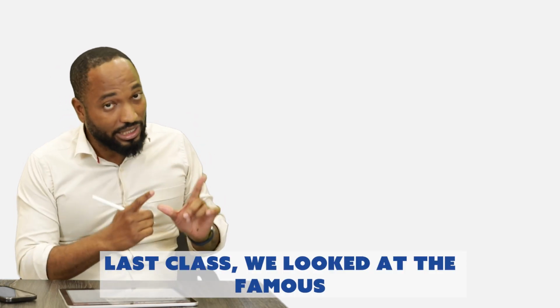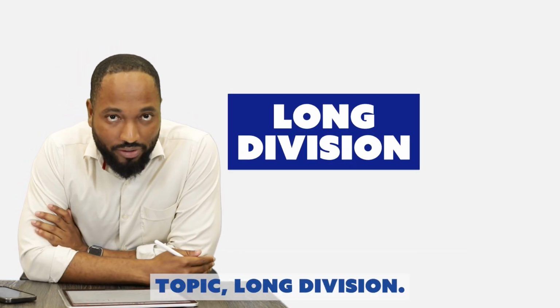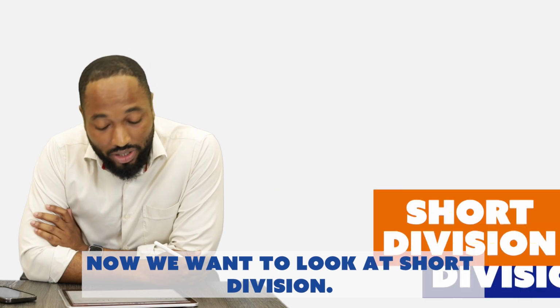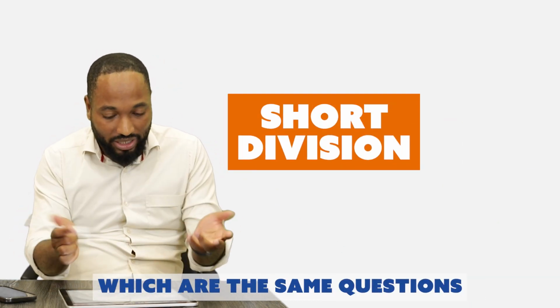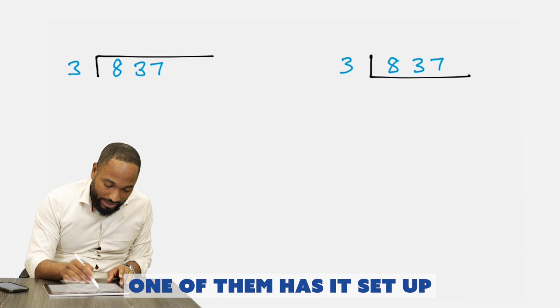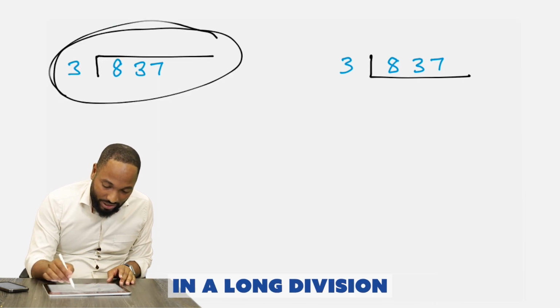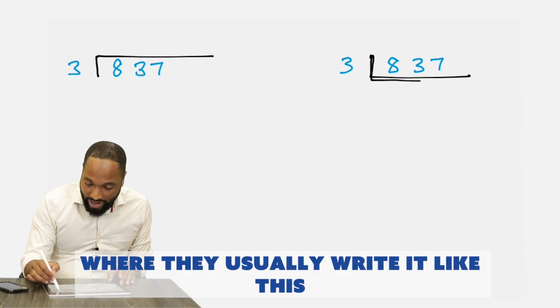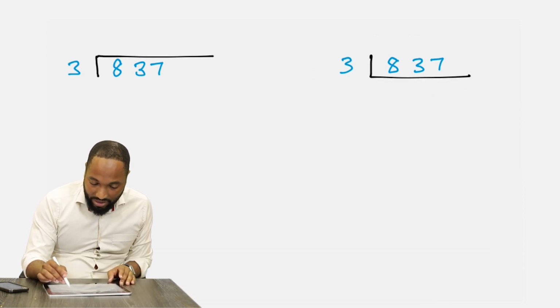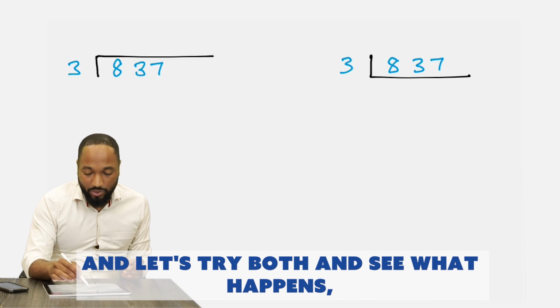In the last class, we looked at the famous topic, long division. Now we want to look at short division. So I lined up two questions here, which are the same question. One of them has it set up in a long division technique, and one of them has it set up in a short division technique, where they usually write it like this. Let's try both and see what happens, right?